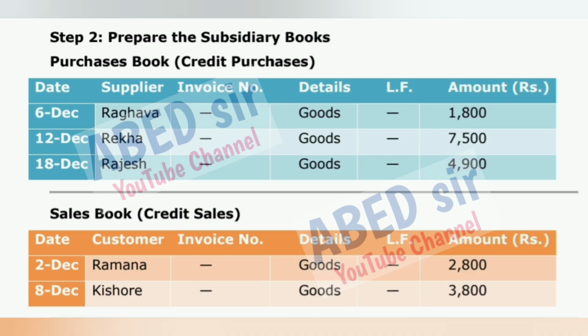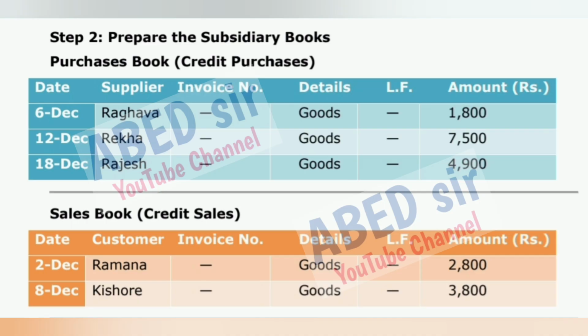6th December Raghava, goods, 1800. 12th December Rekha, goods, 7500. 18th December Rajesh, goods, 4900. Sales book, credit sales. Date, customer, invoice no.